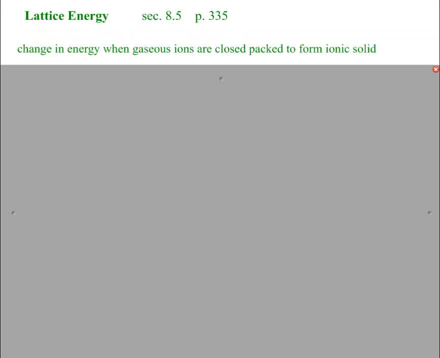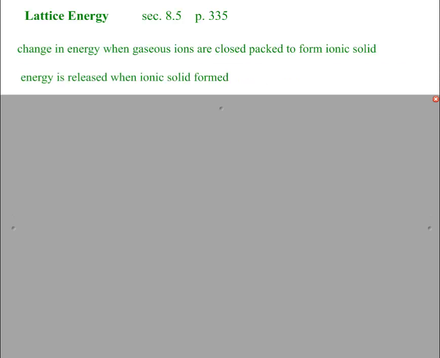Again, bond energy dealt with covalent compounds. What we're going to look at now is lattice energy. Lattice energy essentially deals with crystalline solids, usually ionic. Again, lattice energy is in Chapter 8, so we're going to continue with a little bit more of chemical reaction energies in a slightly different format. Lattice energy is defined as the change in energy when gaseous ions, not gaseous atoms, gaseous ions, are close packed to form an ionic solid.